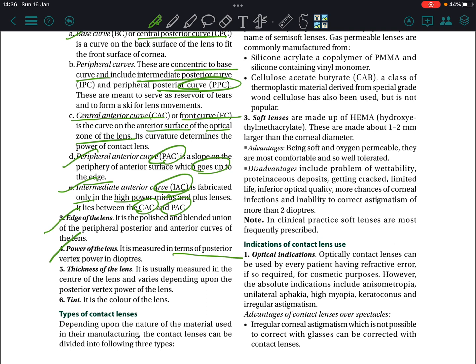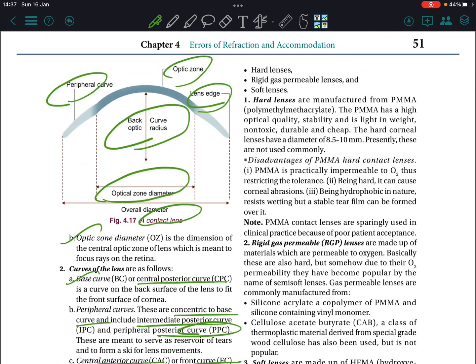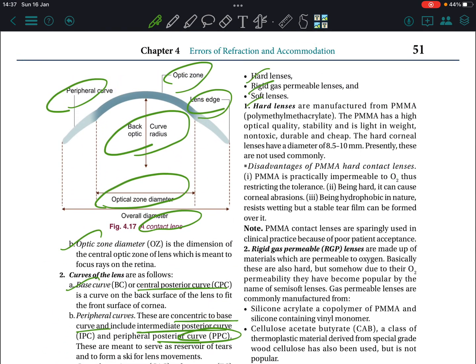Measured in terms of posterior vertex power and diameter. Thickness is usually measured in the center of the lens and varies depending upon the posterior vertex power of the lens. Tint is the color of the lens. Types of contact lenses: three types. Hard lens, rigid gas permeable lens, soft lens.